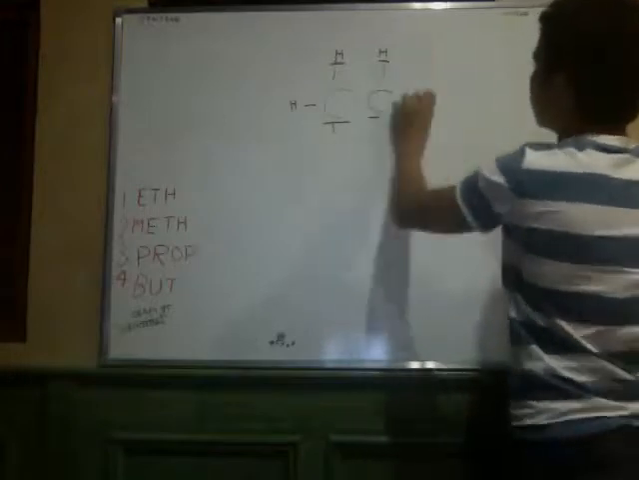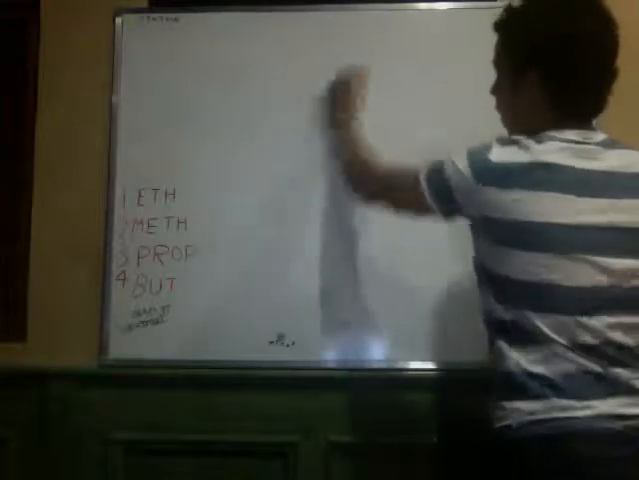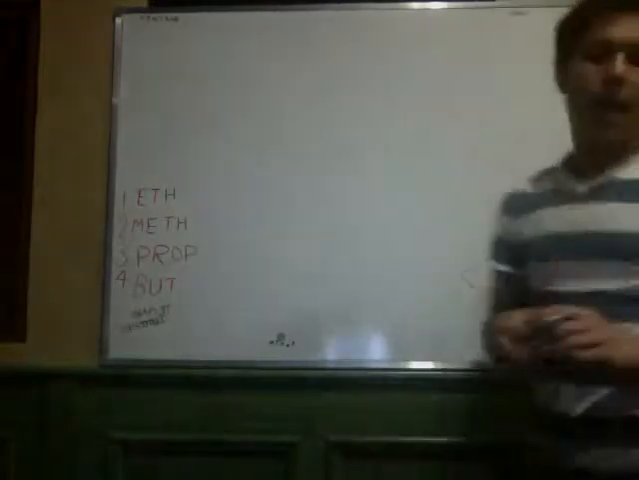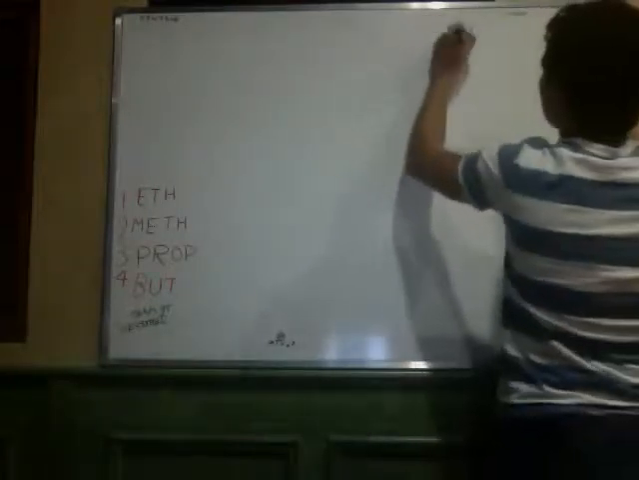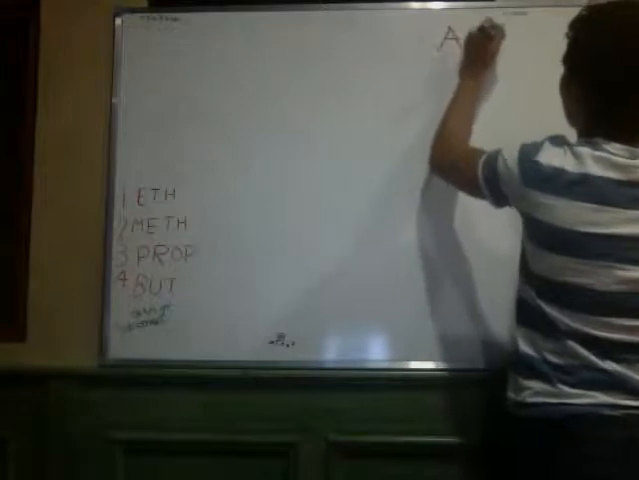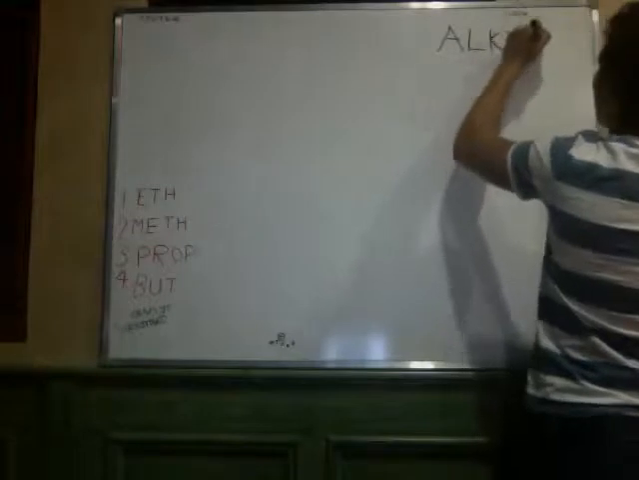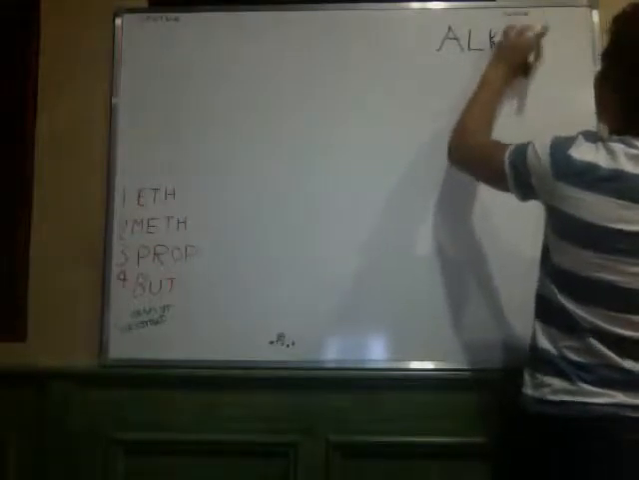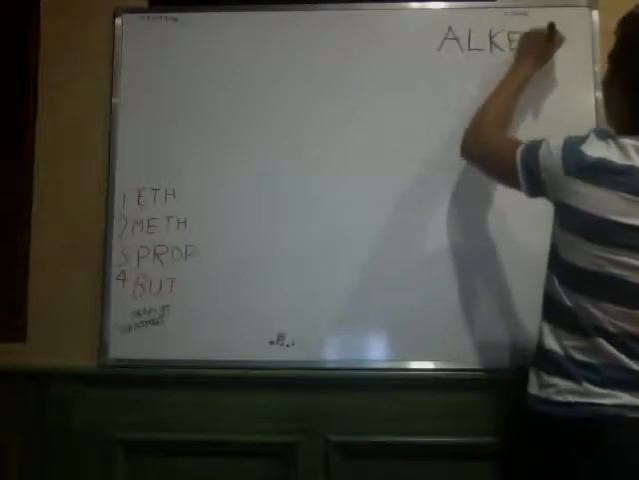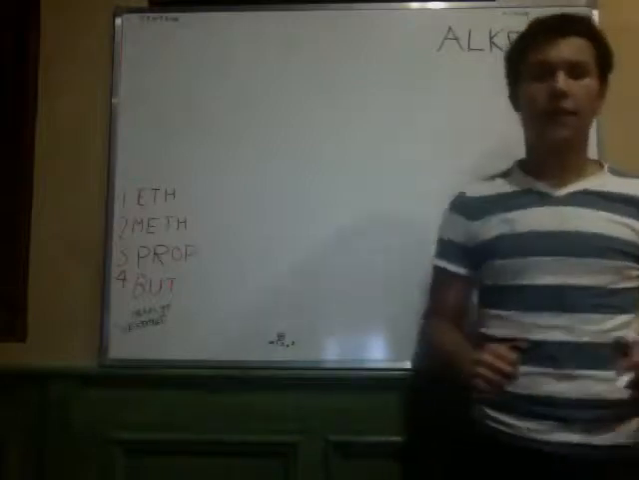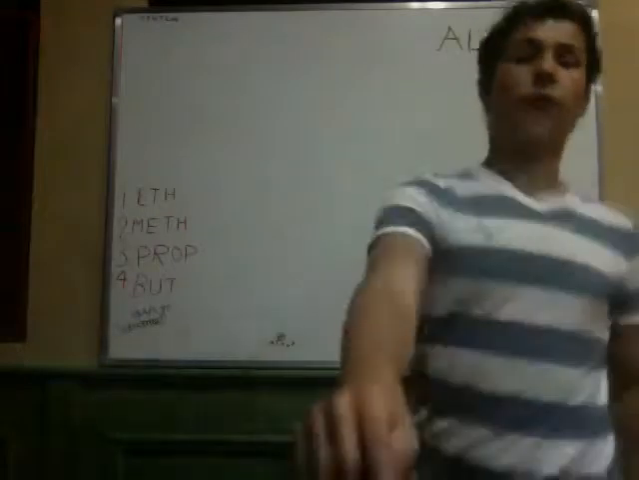Now I'm going to teach you about the main three groups of hydrocarbons. The first one is the alkanes. The reason why this is the first group is because it does not contain either a double bond or a triple bond.